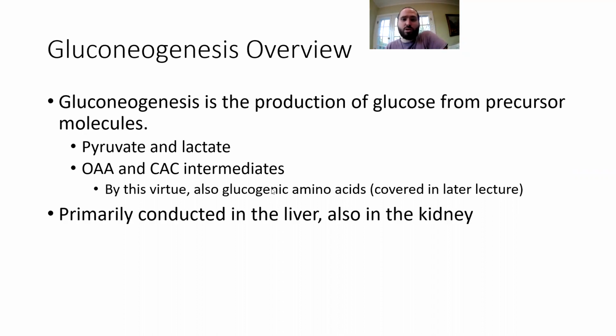And then glucogenic amino acids, which we're going to cover in a later lecture as well, can also serve as precursor molecules for gluconeogenesis. What are the main organs that do gluconeogenesis? The big one is the liver, but it also takes place in the kidney. Going to be more important to the liver. We're really focused on the liver when it comes to gluconeogenesis, or especially when it comes to the Cori cycle.